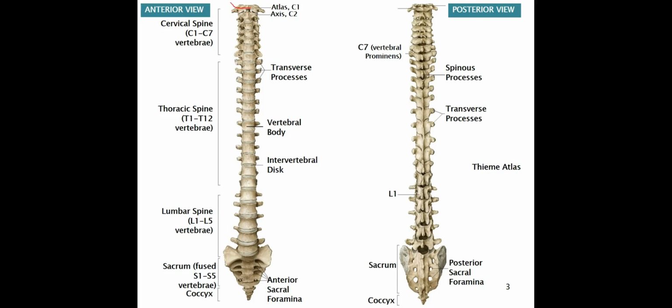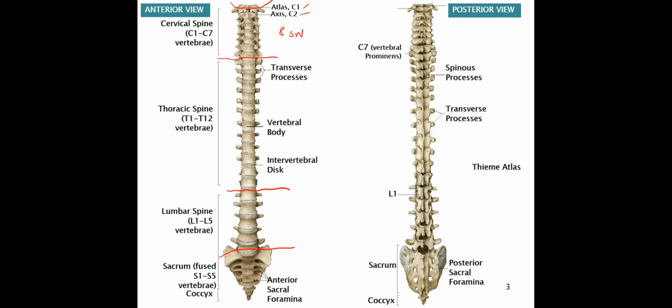So we have a skull sitting on top of an atlas, which sits on top of an axis, so that's C1 and C2. Of course, we have the cervical vertebra. We have 7 of them. Remember, we have 7 vertebrae, but we have 8 spinal nerves in the cervical spine. We have 12 thoracic vertebrae. We have 5 lumbar vertebrae.